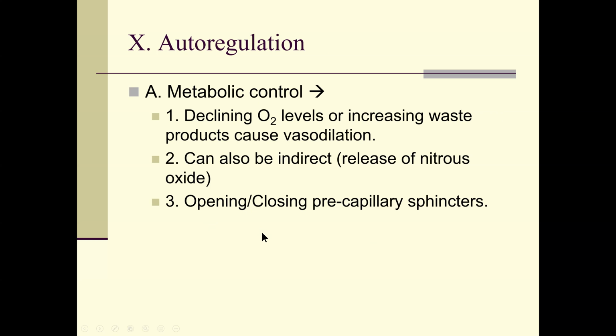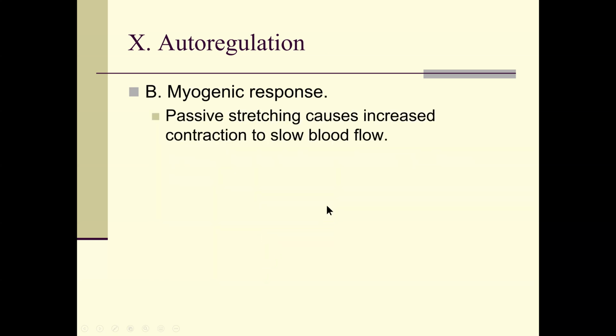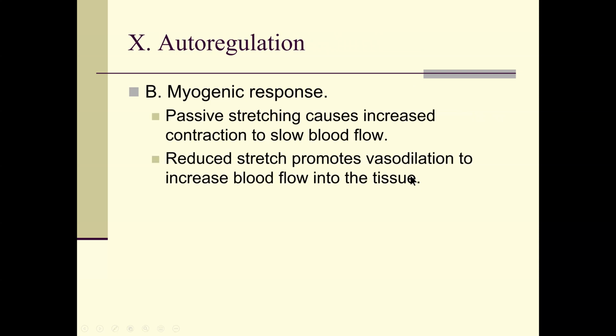Okay. Opening and closing precapillary sphincters. These are things that we can do to increase and decrease blood pressure. Myogenic response: passive stretching causes increased contraction to slow blood flow. This is a laundry list of stuff. We're going over it. Most of the stuff we'll cover again in great detail. So just use this as a laundry list.